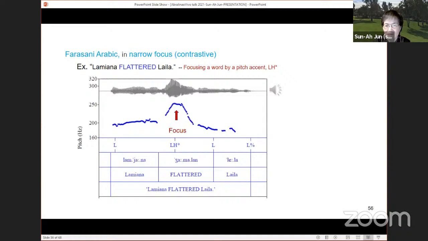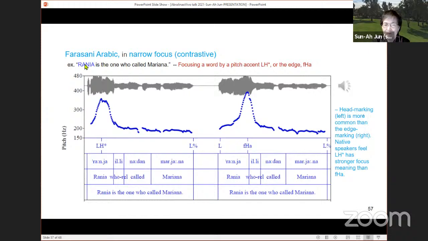And we also found that the focus can be marked either by pitch accent or the edge. So this is the word Rania. Stress is on the first syllable, ra, which has a long vowel and the beginning syllable peak. But they can also put the peak on the last syllable, high A, which is the AP final high tone, that can get emphasized.